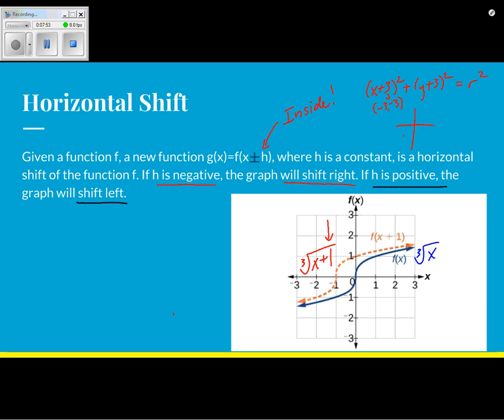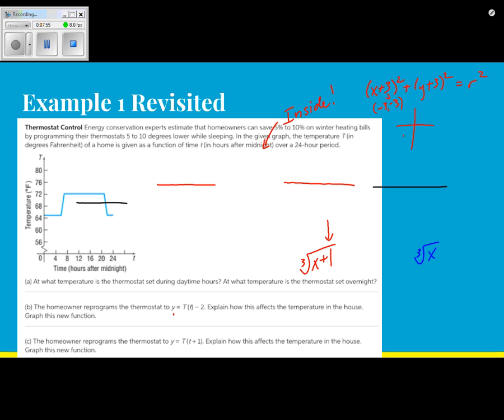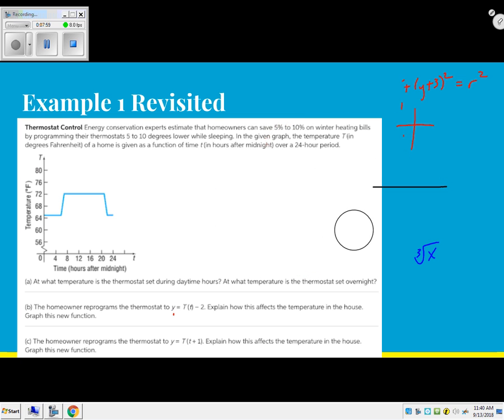Here's some more examples of that. Before we get going on it, let's go back to the temperature problem. We've already done A and B. Sorry this is so small. It was as big as I could make it with making it look decent on here. It says the homeowner is going to reprogram it so that it follows this function now. Oh, I see the +1, and I see that it's in parentheses. It's inside the function. Then it's opposite. So anytime I see the +1, I think move right, but it's opposite. So everything's going to move left 1.